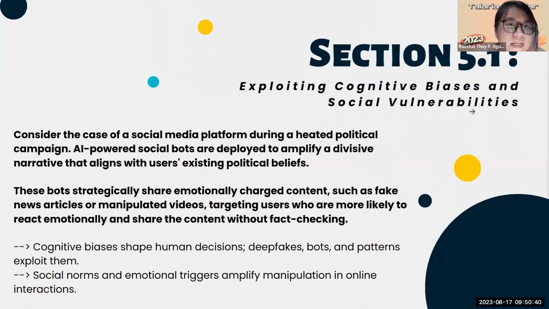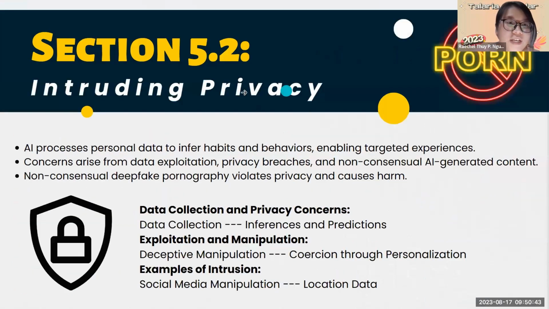The next one is intruding privacy. It's very obvious that AI has a lot of our private information, so it's really easy to intrude on our privacy. From that, they can steal our information to benefit themselves, or they can cause harm to us. AI processes personal data to infer habits and behaviors, enabling targeted experiences, and concerns arise from data exploitation, privacy breaches, and non-consensual AI-generated content like porn. Non-consensual deepfake pornography violates privacy and causes harm.